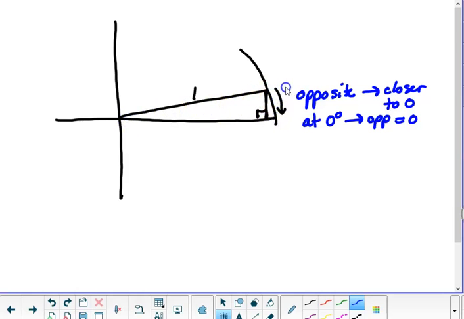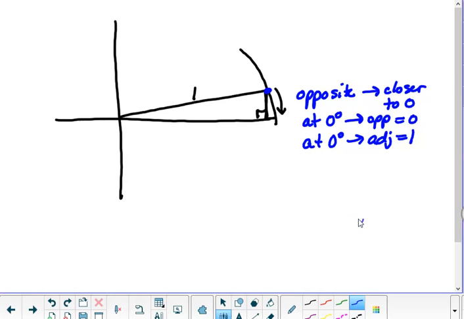What's happening to the adjacent side as we move closer and closer to 0 degrees? If we move this point right here closer and closer to 0 degrees, well, the adjacent side is getting closer and closer to being 1, which is exactly the same length as the hypotenuse. So at 0, the adjacent side equals 1. So it makes sense that when we do sine of 0, we get 0 over 1. When we do cosine of 0, we get 1 over 1.